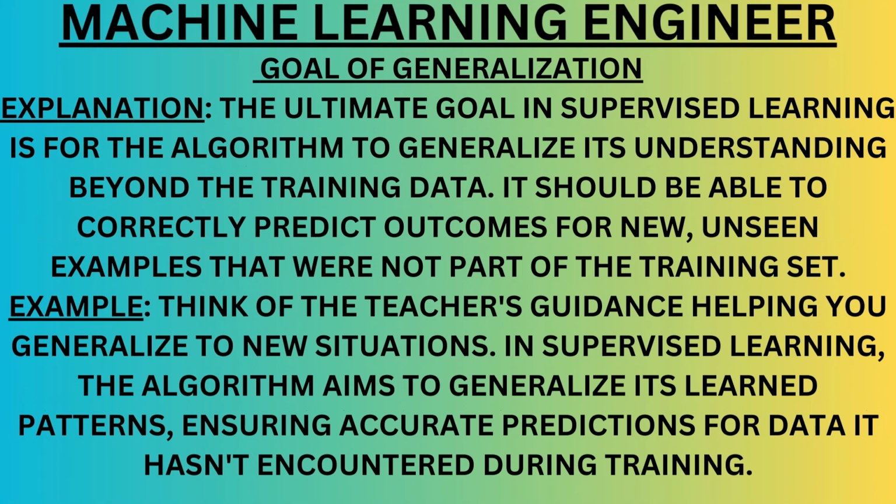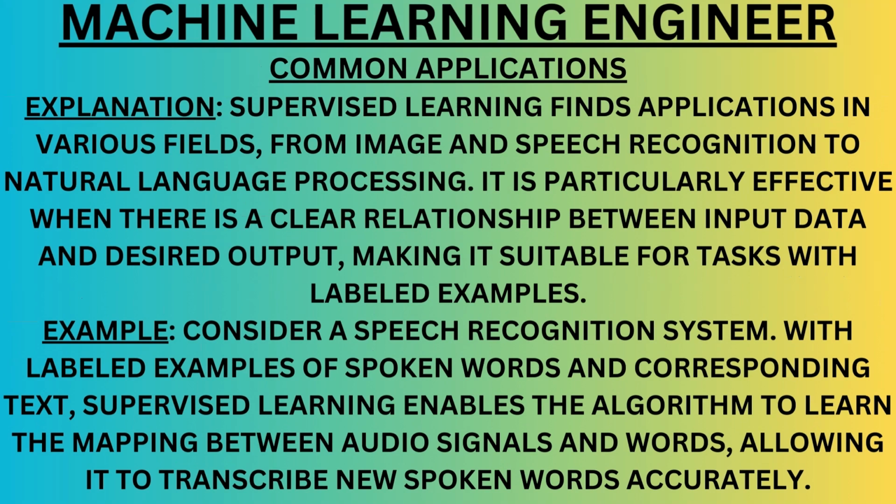Goal of generalization. Explanation. The ultimate goal in supervised learning is for the algorithm to generalize its understanding beyond the training data. It should be able to correctly predict outcomes for new unseen examples that were not part of the training set. Example, think of the teacher's guidance helping you generalize to new situations. In supervised learning, the algorithm aims to generalize its learned patterns, ensuring accurate predictions for data it has not encountered during training.